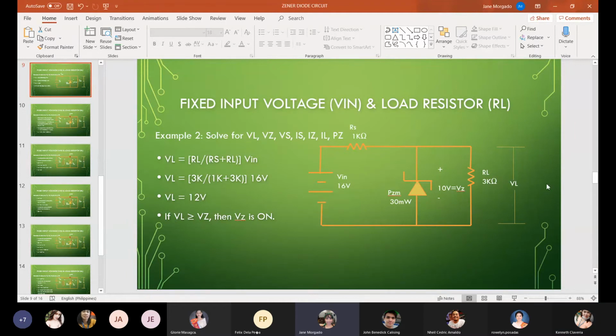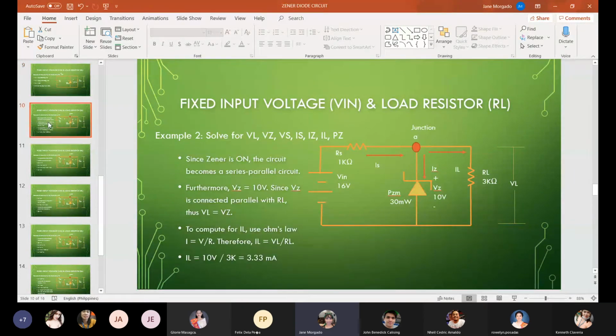So since VL here, based on initial computation, VL is 12 volts. So we can be sure that Zener is active, on. So kaya hindi natin siya pwedeng tanggalin, okay? Hindi natin pwede i-assume that Zener is open circuit. So Zener is on, so we can be sure that merong IZ na mag-flow sa Zener. Yan. Hindi sira yung tulay, makakatawid tayo across Zener diode.